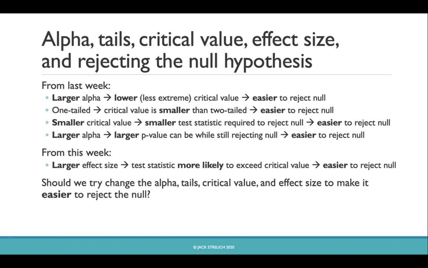So, given all this information, should we try to change the alpha, the number of tails, the critical value, and the effect size to make it easier for us to reject the null? And what are the consequences of such changes?